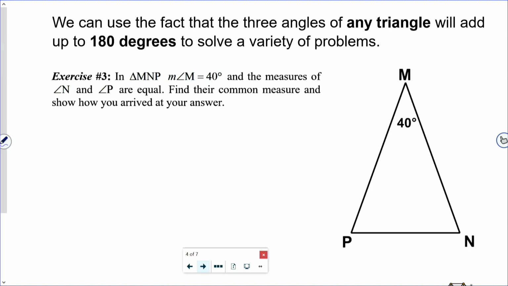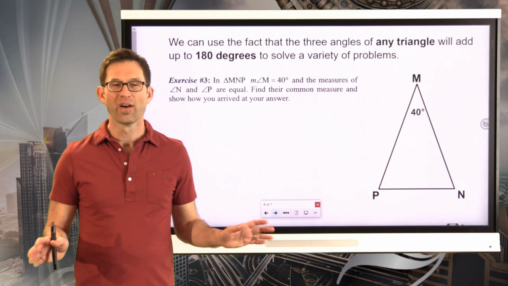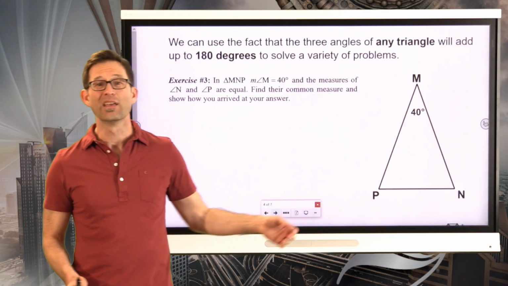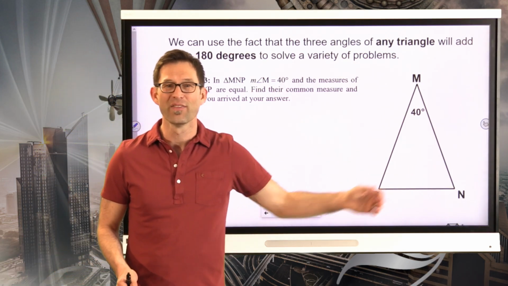In triangle MNP, the measure of angle M equals 40 degrees, and the measures of angle N and angle P are equal. Find their common measure and show how you arrived at your answer. So here I'm going to give you 2 angles and you have to find the 3rd one, and then I give you 1 angle and I ask you to find the other 2.